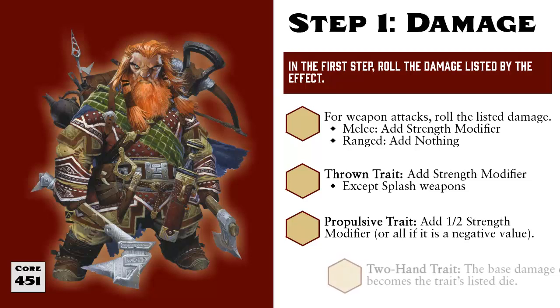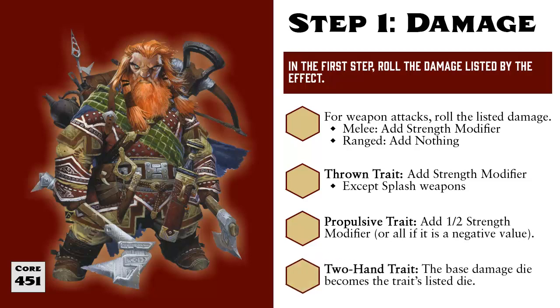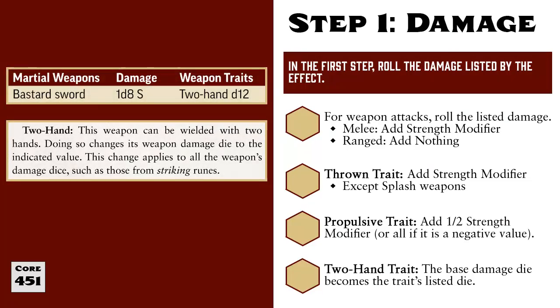And if the weapon has the two-hand trait, the damage dice increases to the listed value. For example, bastard swords have a base damage of 1d8, but when they're wielded with both hands, that increases to 1d12. And this is a change to its base damage die, so any effect that further modifies its dice are based off of d12s. For example, a bastard sword with a striking rune deals 2d12 damage when wielded with both hands.